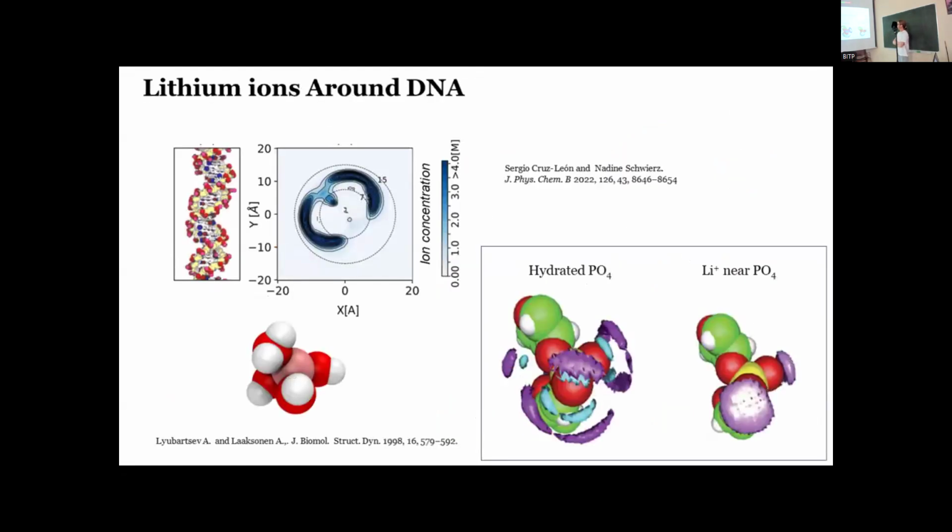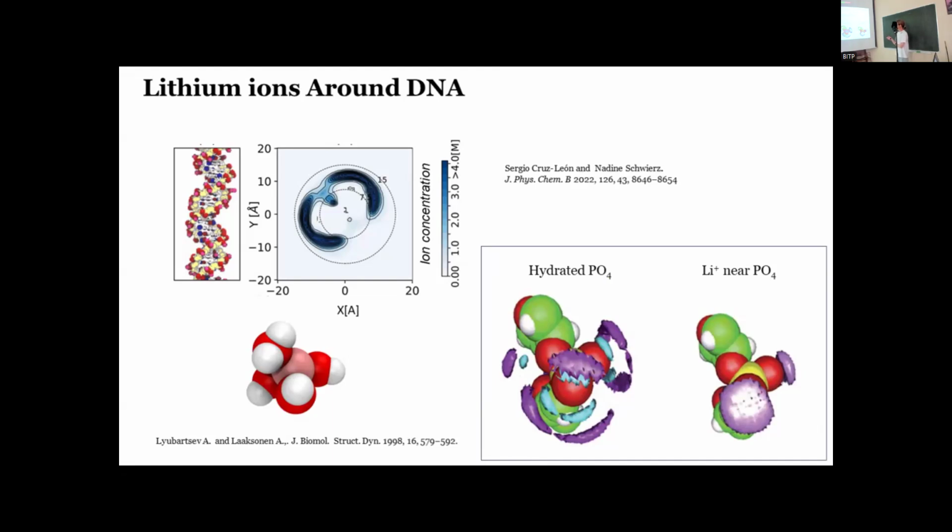So all the results discussed so far indicate that lithium ions have a particularly strong binding affinity to the phosphate groups of the DNA. Here I show the figure that I showed before on the lithium distribution around the DNA, with the highest concentration near its phosphate groups.